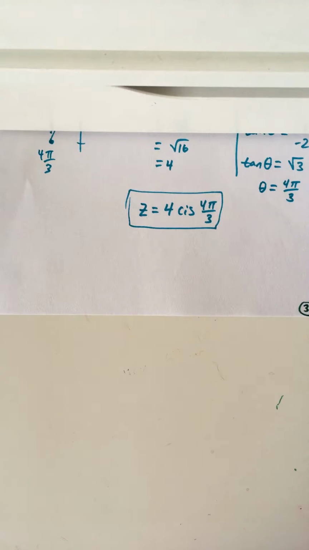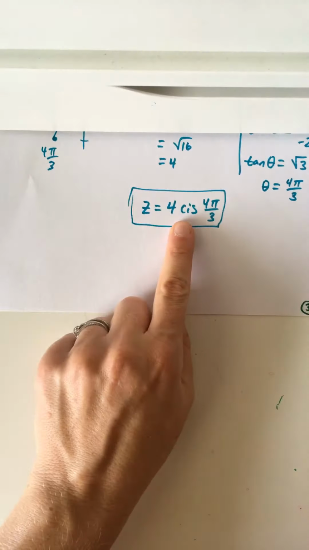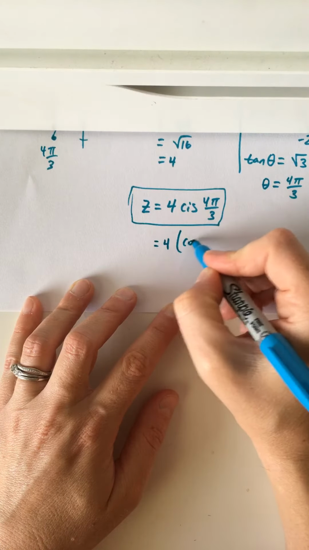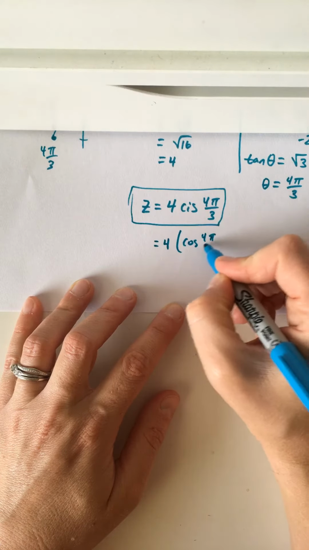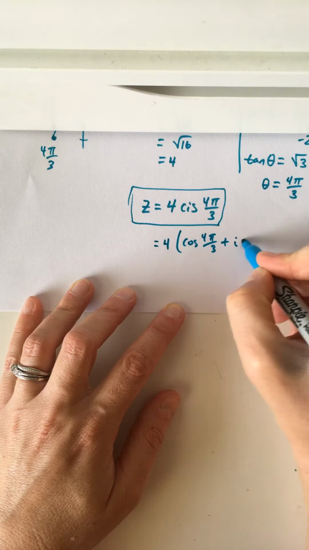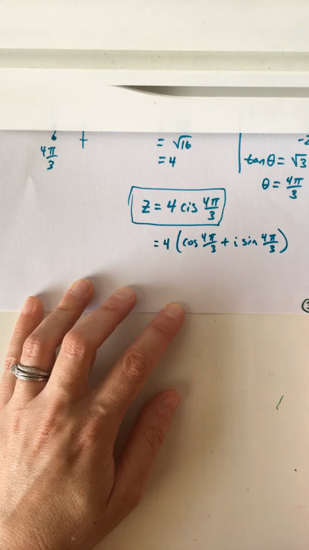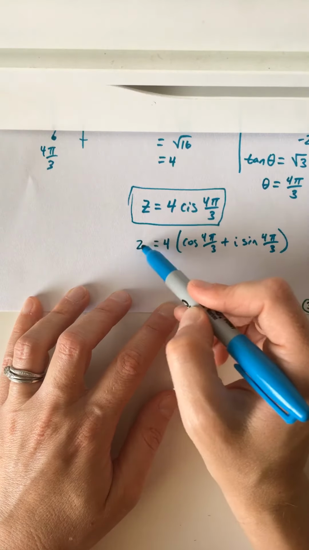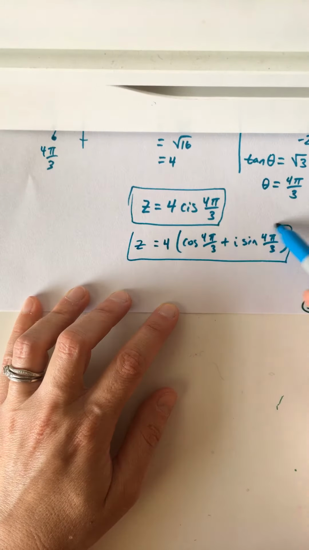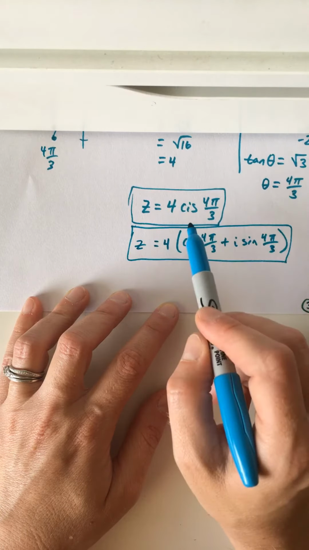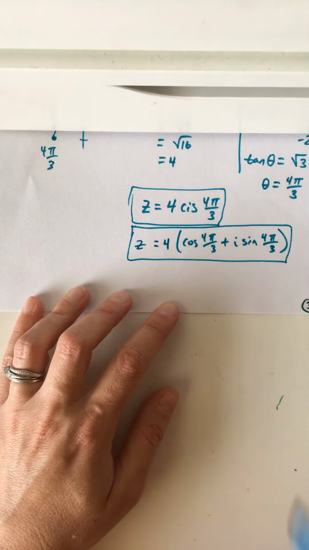I just wanted to remind you that this cis notation is shorthand for cosine theta plus i sine theta when we're working with trig form of a complex number. So your textbook will have answers that look like this, but I am totally fine with you using this shorthand notation that looks like this.